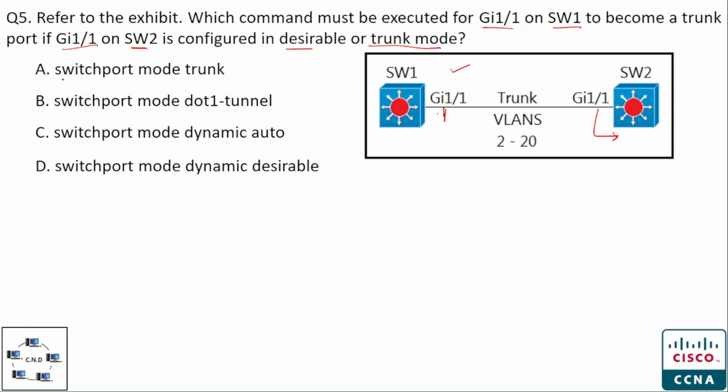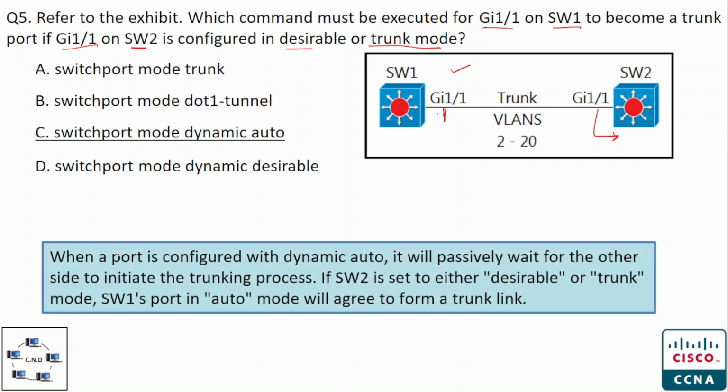And the options are option A, switchport mode trunk, option B, switchport mode dot1q-tunnel, option C, switchport mode dynamic auto, and option D, switchport mode dynamic desirable. And the correct option is that for the interface gigabit 1/1 on switch 1 to become trunk, we should configure the command switchport mode dynamic auto. And why is that?